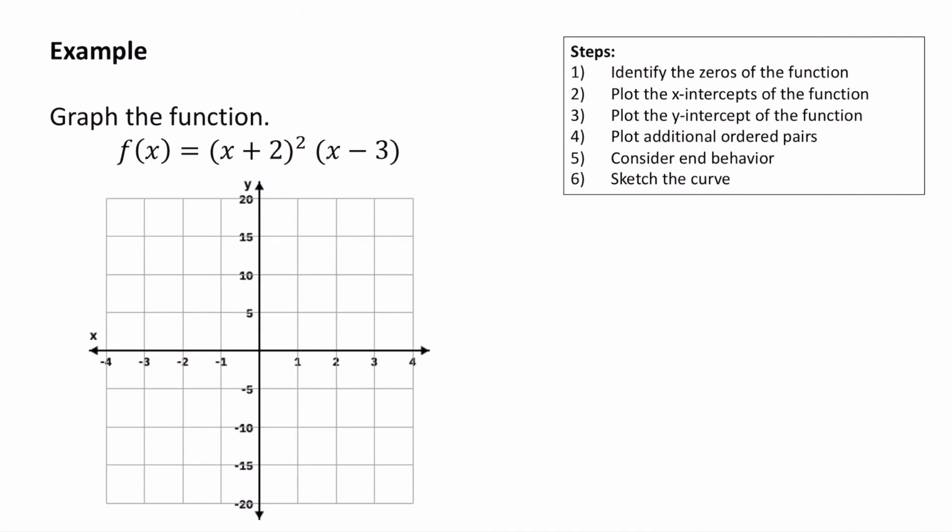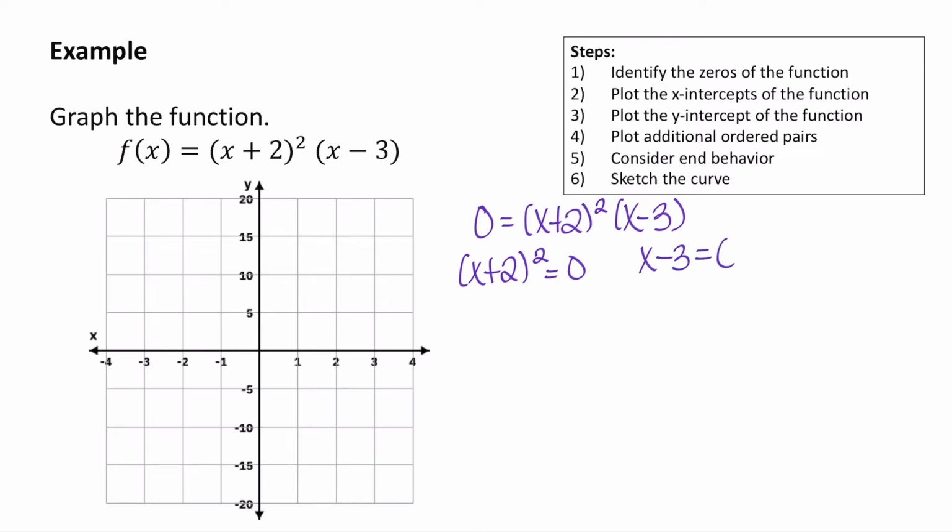So now let's try graphing this function. We have f of x equals x plus 2 squared times x minus 3. So we're going to use the same steps that we did before. Start off by identifying the zeros. So we're going to set this function equal to 0. So we have 0 equals x plus 2 squared times x minus 3. Now to solve this, we're going to say each factor then is equal to 0. So we have x plus 2 squared equals 0. x minus 3 equals 0.